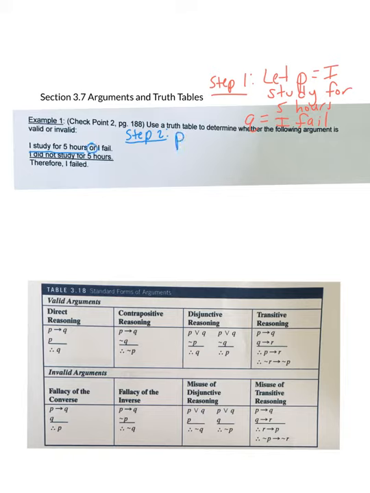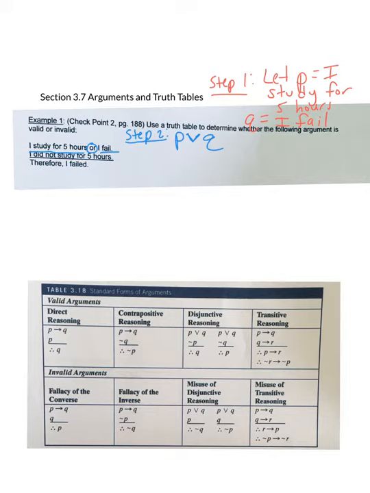Or is the disjunction, down arrow. I promise I'm not drawing the letter V. This is supposed to be a down arrow. I just have messy handwriting. I fail is letter Q. So after we rewrite the first sentence, I study for 5 hours or I fail, it's P or Q.